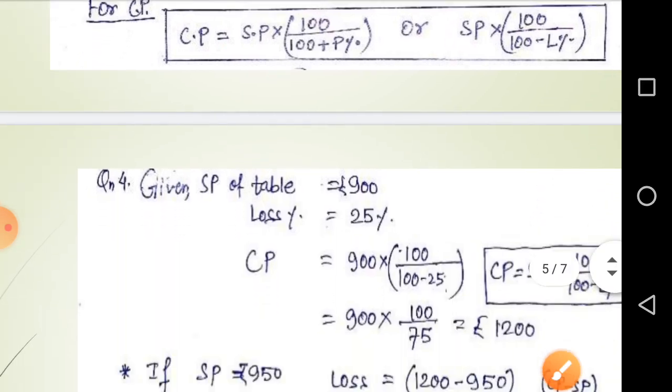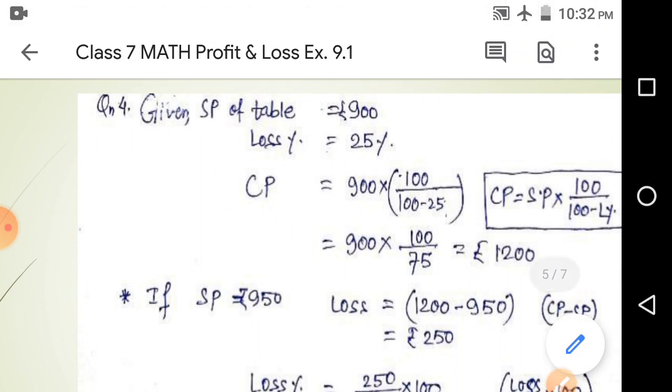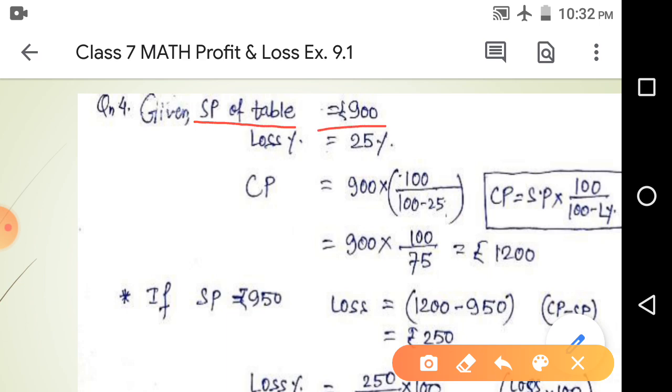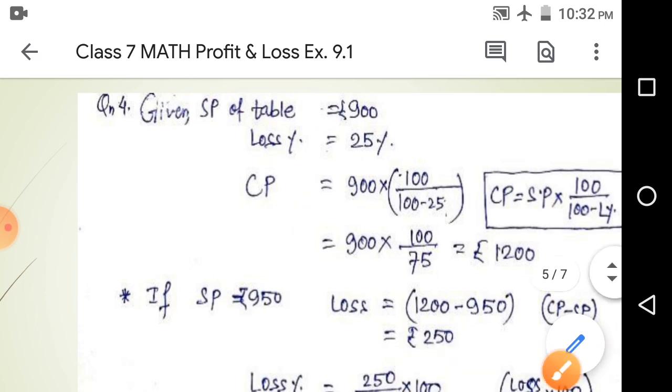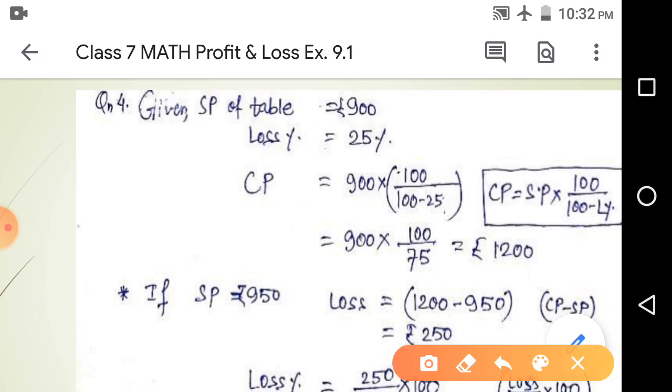Now jump to the next question, question number 4. In question number 4, it is given that the selling price of a table is rupees 900 and the loss percent is 25%. Now we can use the direct formula. Here the selling price is given, SP is given and the loss percent is given. So for cost price we can use the formula SP into 100 by 100 minus loss. We can directly use the formula.